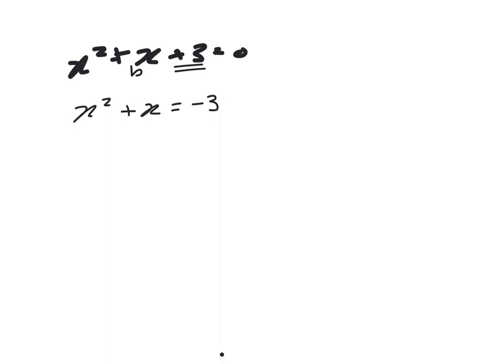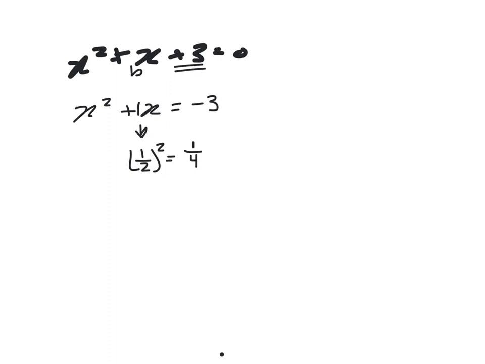So whatever's in front of the x here is a 1. So what we do here is we take half of that. So it's a 1, so it's 1 over 2. And then we square it. So 1 over 2 squared is 1 over 4.